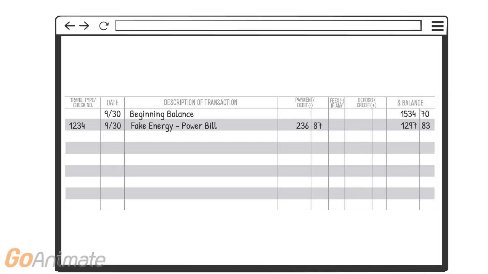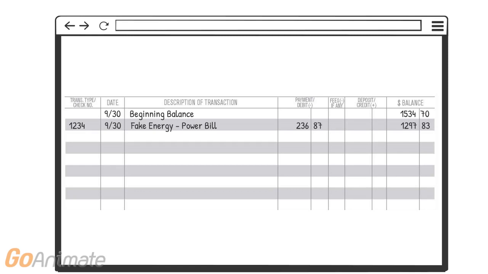Since there was no fee attached to this transaction and it was not a deposit, we can skip over the next two columns. Now, we simply subtract the amount of the payment from the balance on the previous line and record our new balance. Let's look at another example.